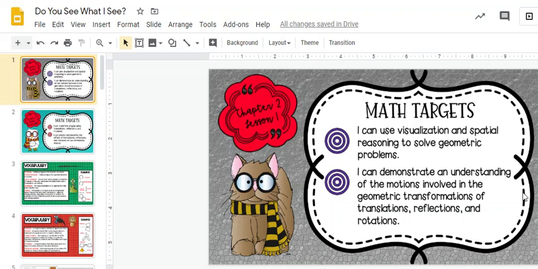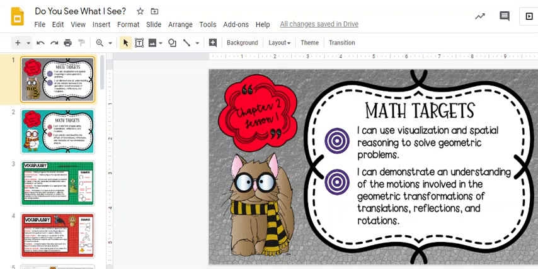So today in math, we are going to be working on transforming two-dimensional shapes to help build your understanding of how to solve geometric problems. So this is the beginning of Chapter 2, Lesson 1.